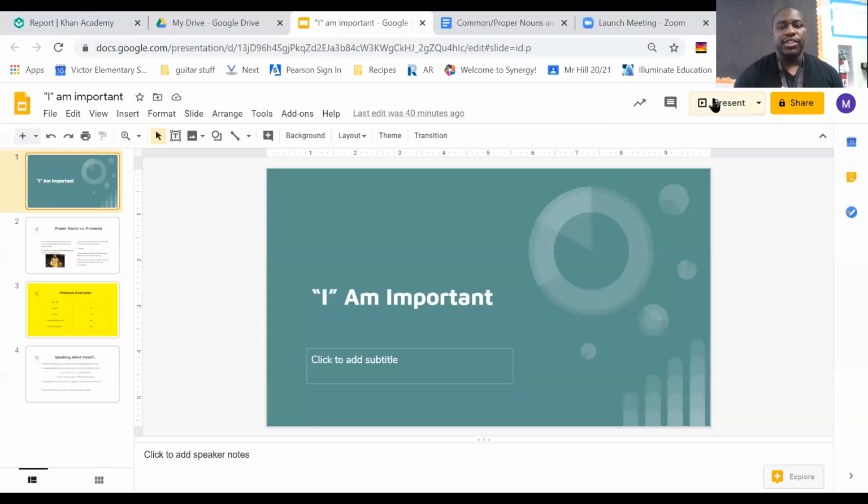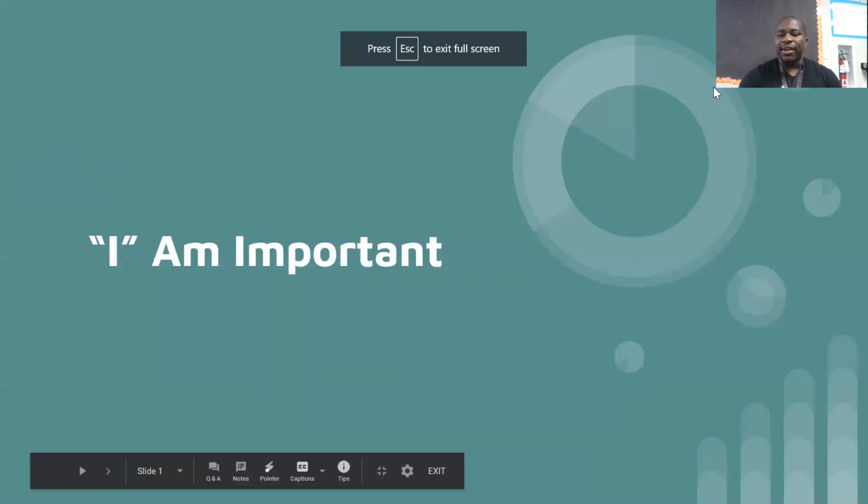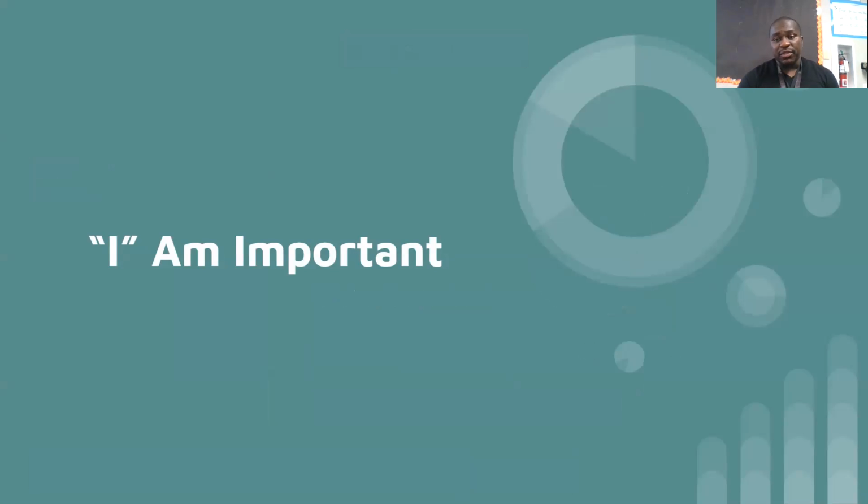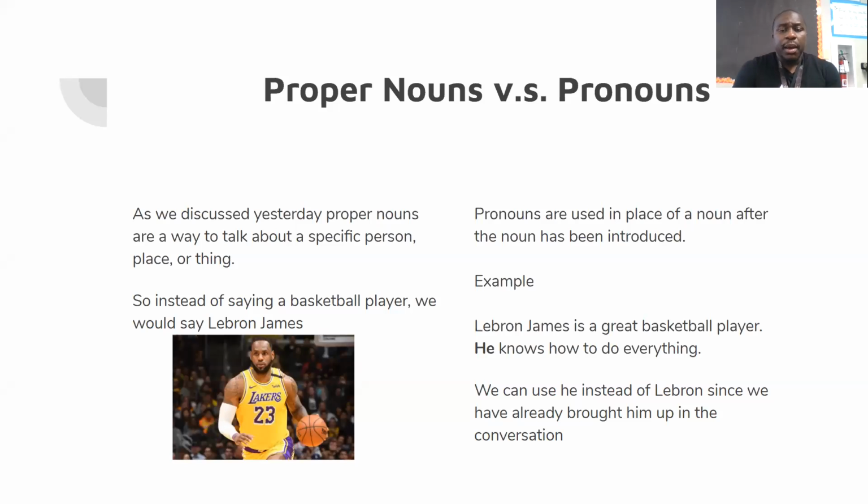So the presentation is "I am important" because that I, whenever you see it, needs to be capitalized. But there are a few rules and pitfalls that I don't want you to fall into. So I'm going to explain some things to help you out. So it says proper nouns versus pronouns. As we discussed yesterday, proper nouns are a way to talk about a specific person, place, or thing.